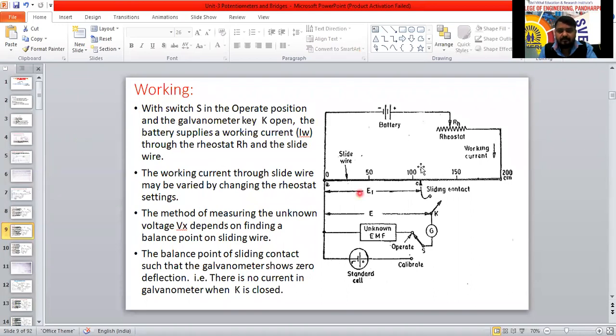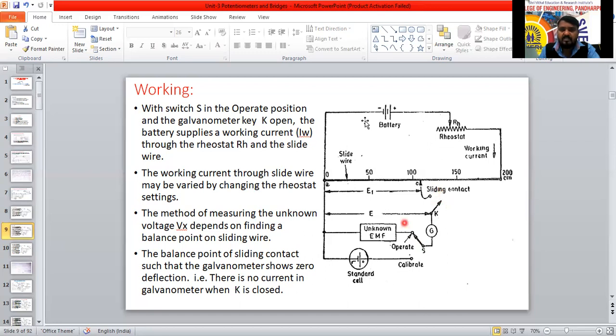Okay, see here. There is a main circuit and a galvanometer circuit, and a switch. This main switch depends on the operation; it indicates operate mode and calibrate mode. You remember that. In the operate mode, you are going to measure the unknown. In the calibrate mode, we are going to compare it. When the switch is connected to the operate position, the galvanometer key is open here. It is not connected to this one. It is open only.